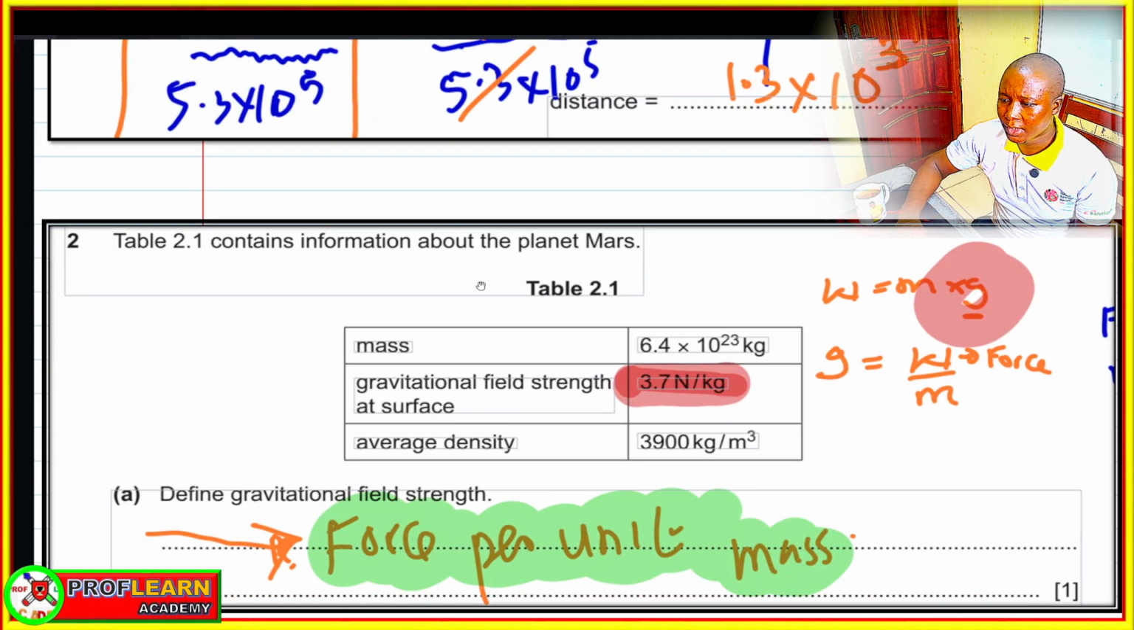Question number 2 contains information about planet mass, and students were supposed to remember that weight is equal to mass times gravity, and if you make g the subject here, you will have weight over mass. But remember, weight is a type of force. So if you are to define gravitational field strength, which is g, you will say gravitational field strength is force per unit mass. Force per unit mass. And then you need to know also how to use this formula to calculate mass, to calculate weight, and so on.